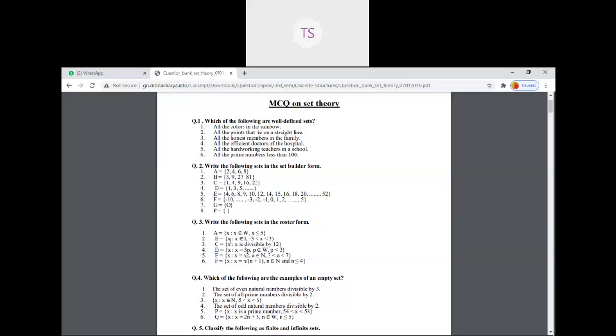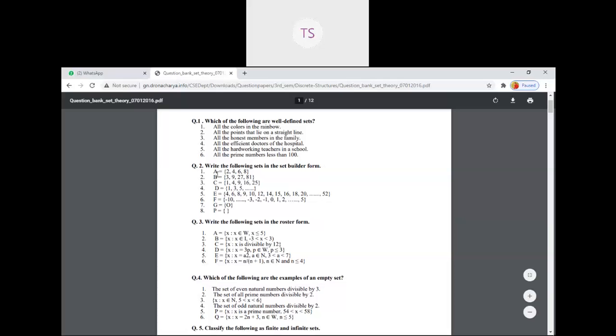So here, if I consider set 1, the first option, A is equal to 2, 4, 6, 8. Now, what is the common property between these numbers or elements 2, 4, 6, 8? What is the common property?